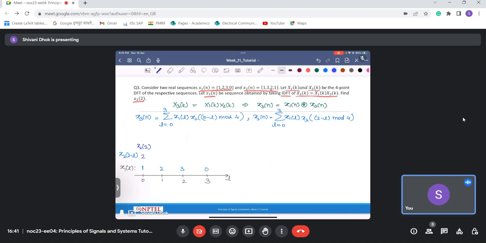Then we have here x2 of 1. So this is equal to 3. Then we have x2 of 2 minus 2, that is 0. And x2 of 0 takes value 1.